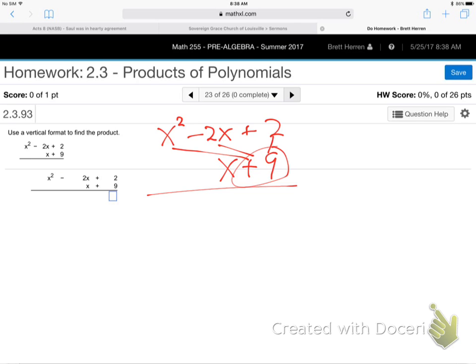So 9 times x squared is 9x squared. 9 times minus 2x is minus 18x. 9 times 2 is 18. He's done. He went to all three. See what I did there? I just took that 9 and went boom, boom, boom.